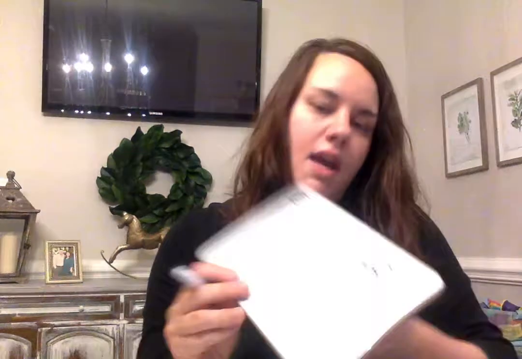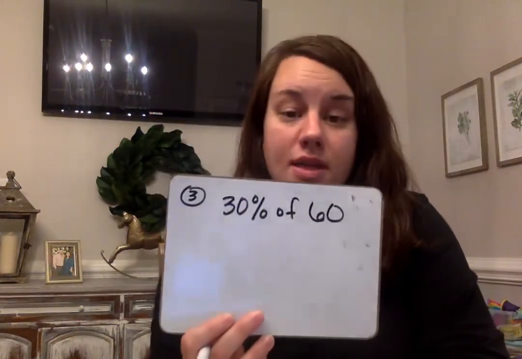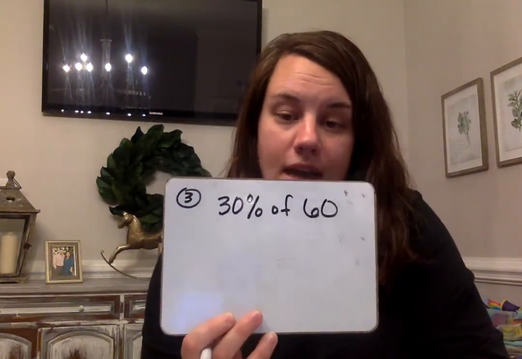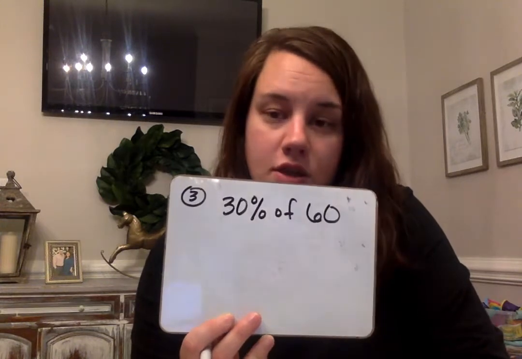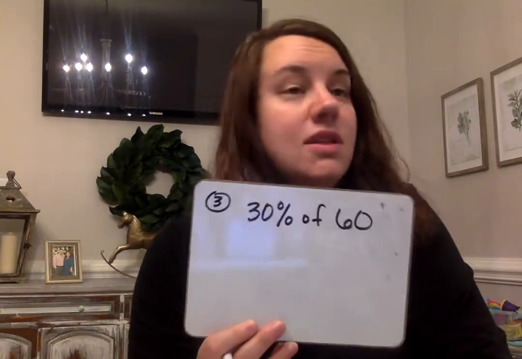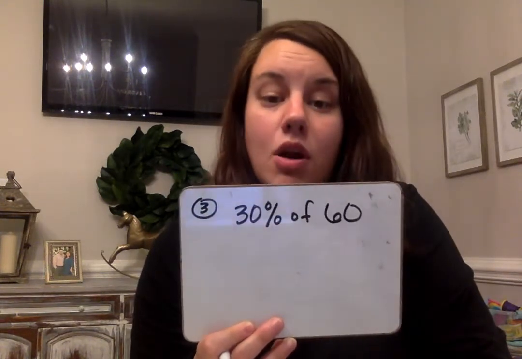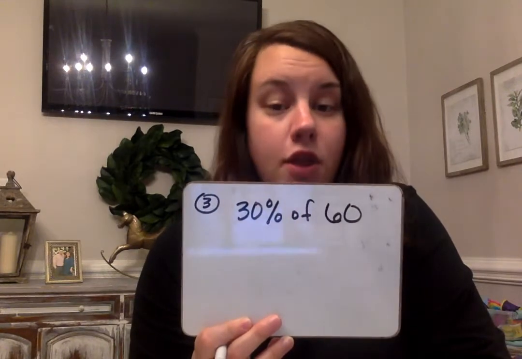So number 3 asks us to find 30% of 60, okay? As soon as you see that 30%, you need to be thinking of a fraction, okay? So how do you write 30% as a fraction? Well, you can write any percentage as a fraction by setting the number over 100, 30 out of 100. So we'll set that up here.